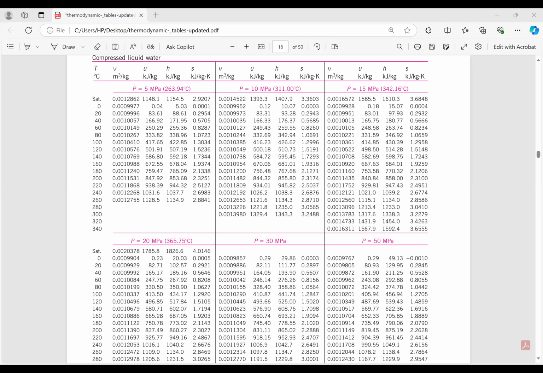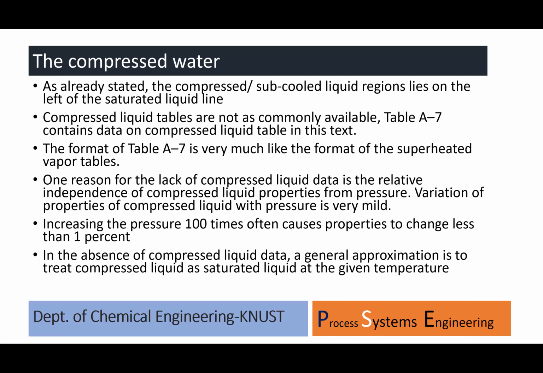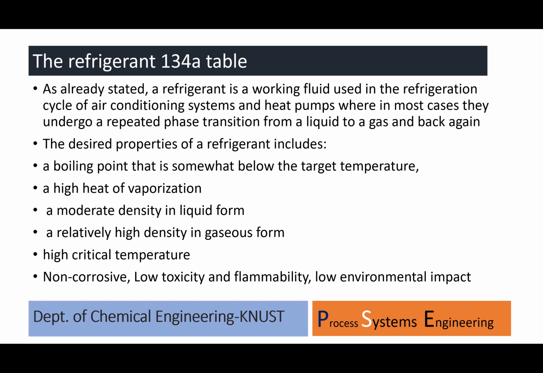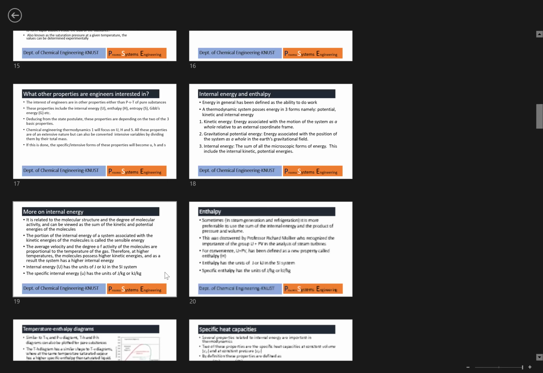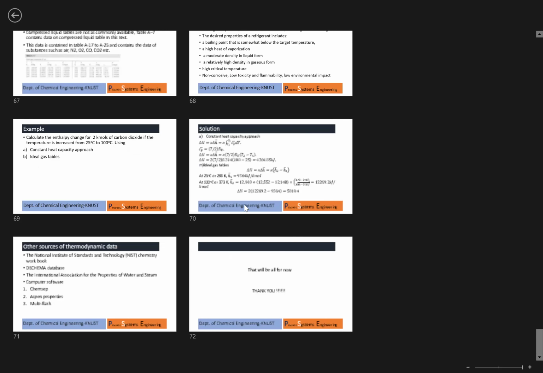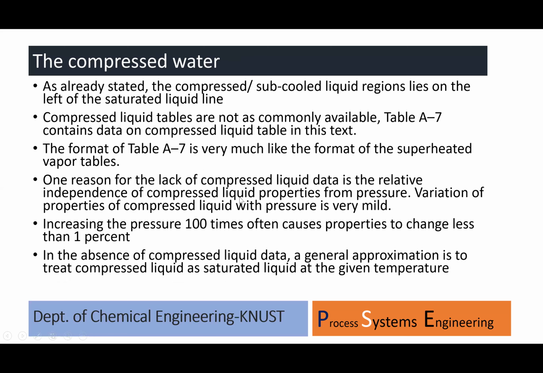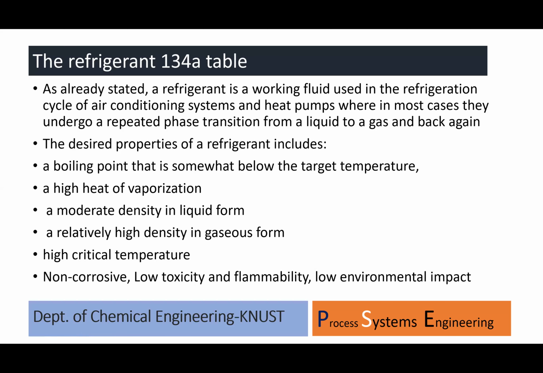So just take note of it. Just as we saw with the phase diagrams, we have superheated, we have compressed, right? And then there are tables for the different things we work with. We can come back to our slide. So there's also a table for other materials.